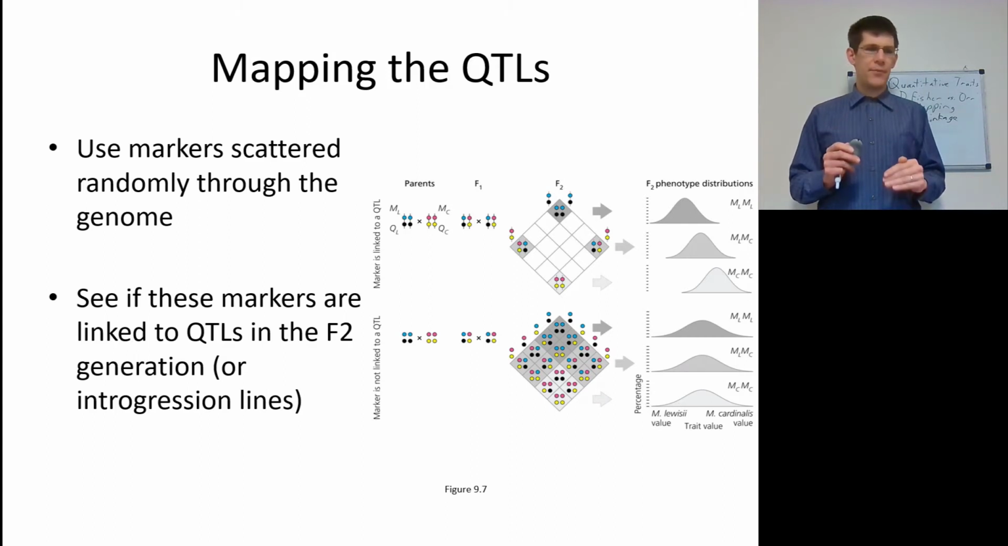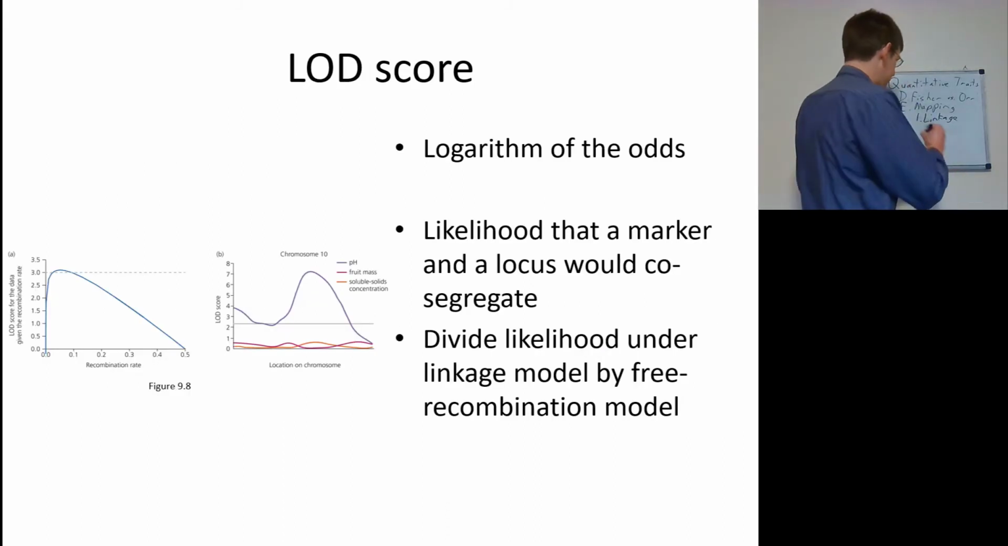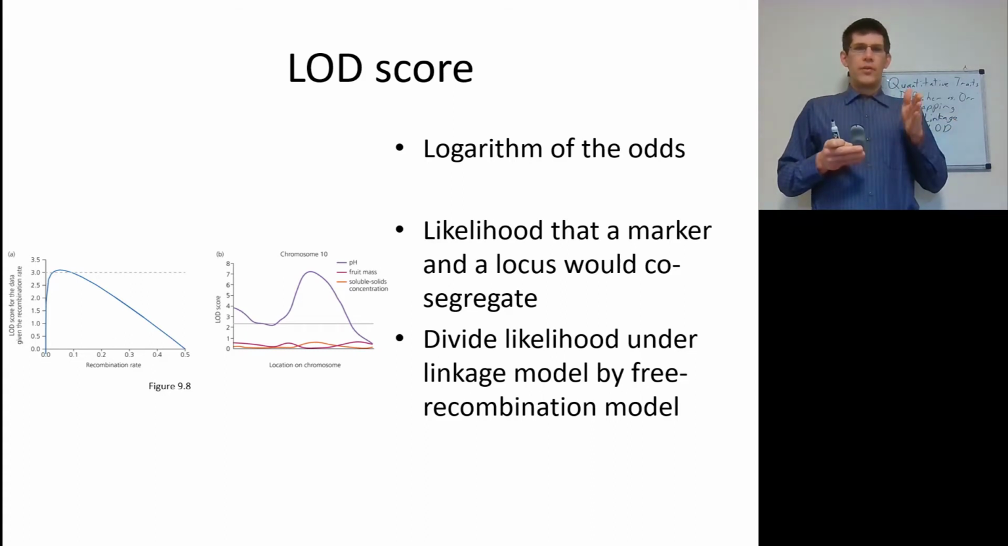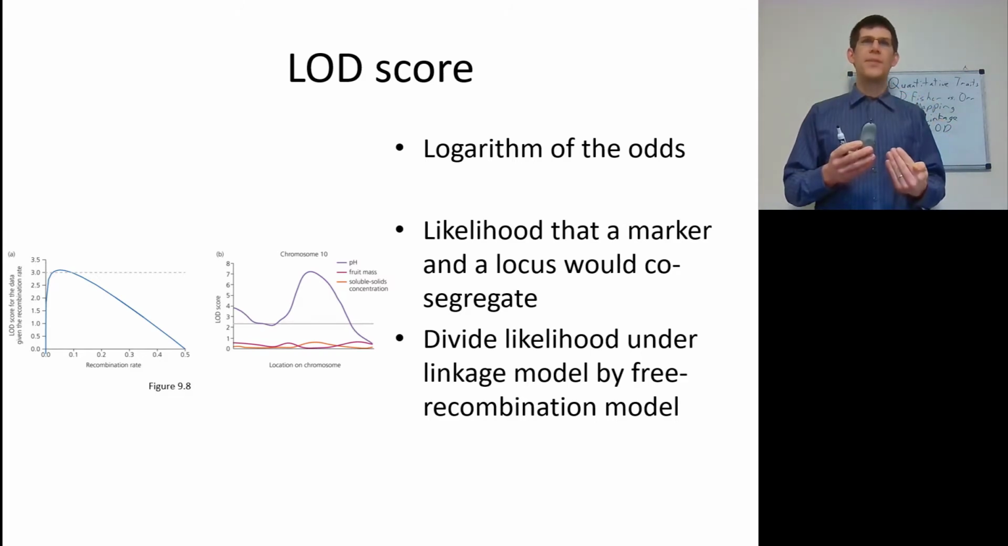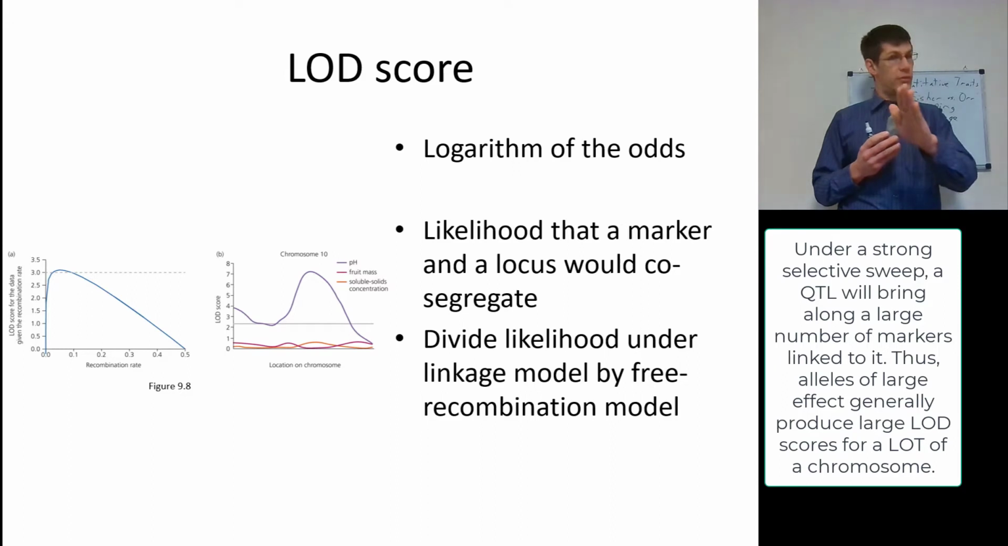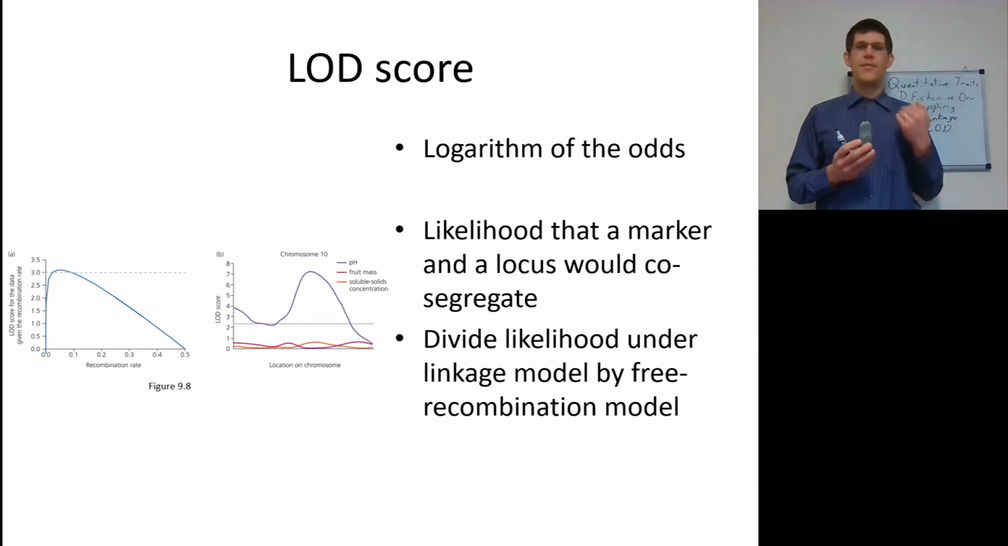All right, so you map those QTLs, and what you're going to then go for is what's called an LOD score. Math. It's a logarithm of the odds. So you're checking to see what is the likelihood that a marker and locus would co-segregate compared to the assumption of each of them just existing on their own. And if they are linked more often than you would expect, then they have a higher LOD score. Now the LOD score, of course, has to be above a certain threshold. You set the threshold for you to say this marker and this trait are linked.